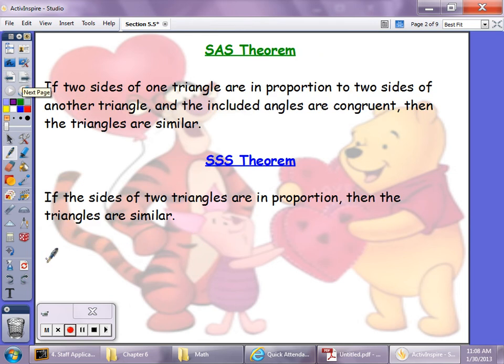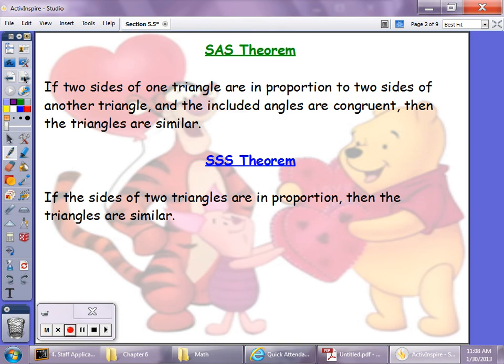The side-angle-side theorem of similarity states if two sides of one triangle are in proportion to two sides of another triangle and the included angles are congruent, then the triangles are similar. The side-side-side theorem for similarity states if the sides of two triangles are in proportion, then the triangles are similar.